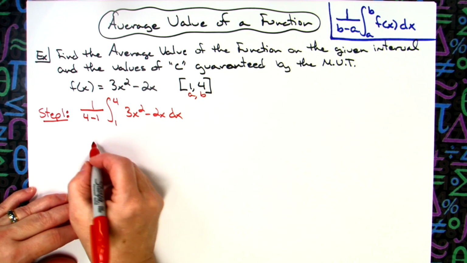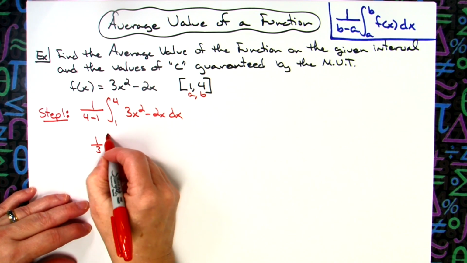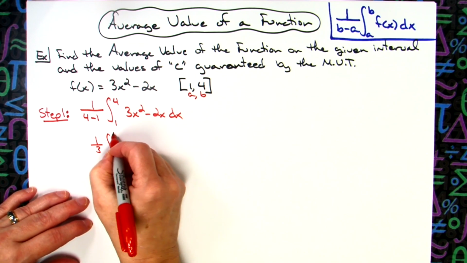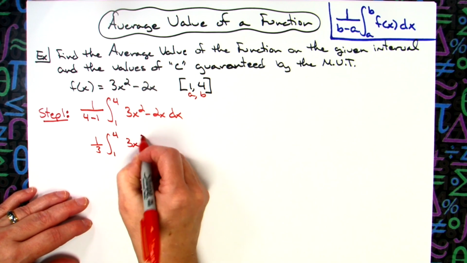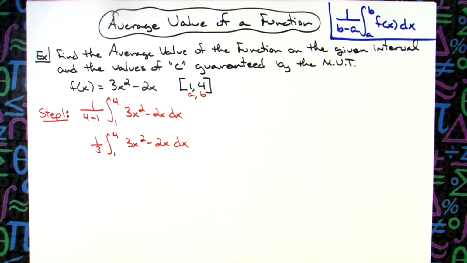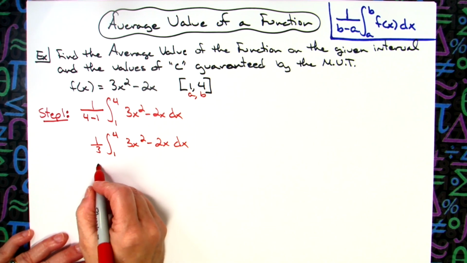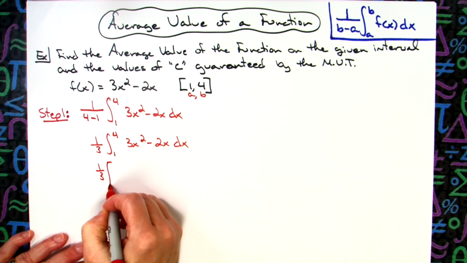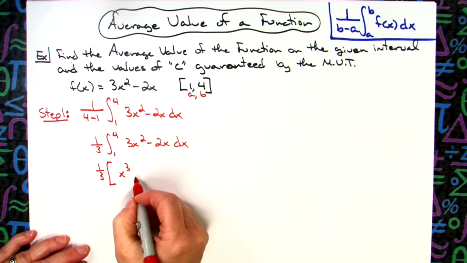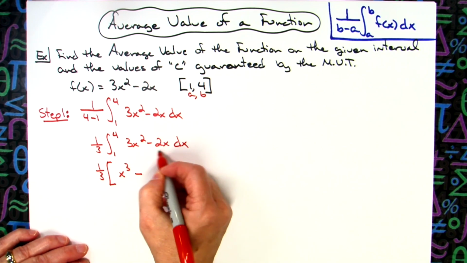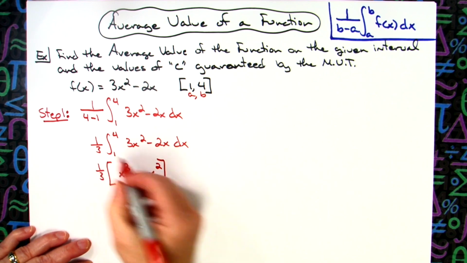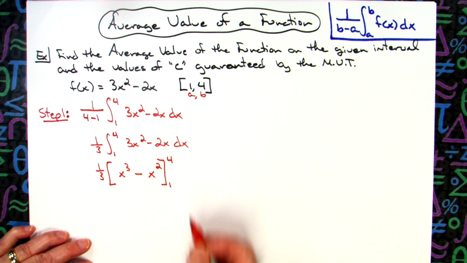I'm going to go ahead and do the math here. We'll have a 1/3 out in front. We're going to integrate from 1 to 4, and then we'll have that 3x squared minus 2x dx. Okay, so I've simplified what's out in front. Now I can go ahead and integrate. So I'm going to have a 1/3. Integrating that 3x squared, we'll have an x to the third. Then the minus, integrating the 2x, we'll have an x squared. Now we'll put those limits of integration back on, so 1 to 4.